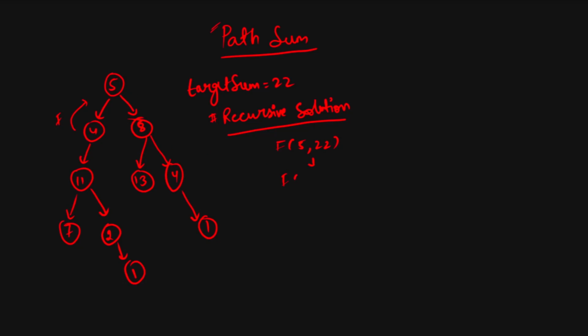So the right subtree will be 8, and 22 minus 5 will be 17. Now from here it will go to its left. Left is this. So what is 17 minus 8? 17 minus 8 will be 9. So it will go to 13 and 9. Now this is also a leaf node. This is also a leaf node.